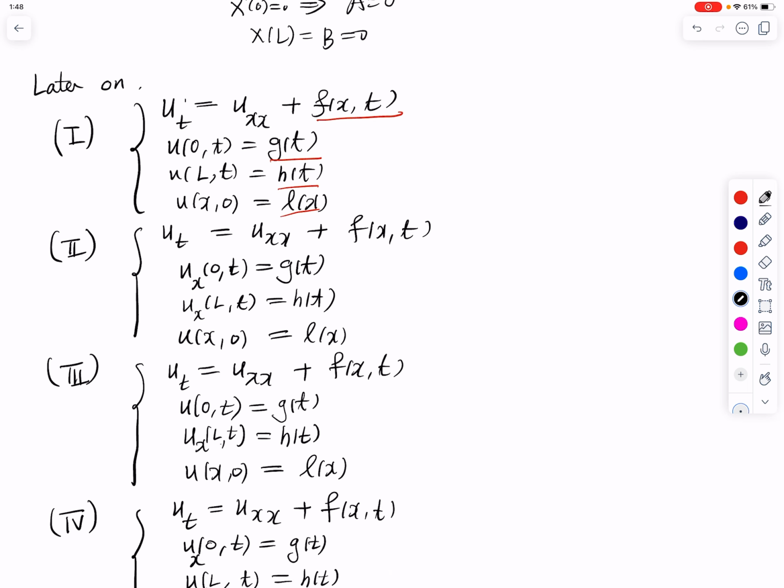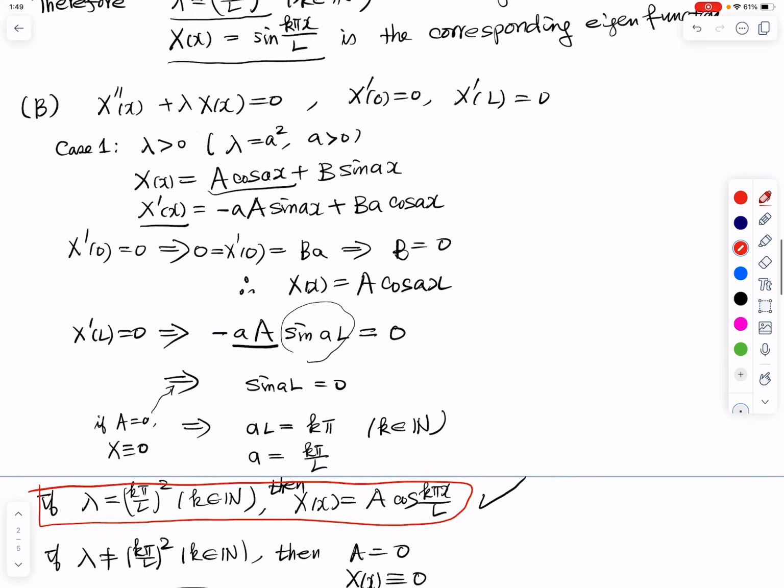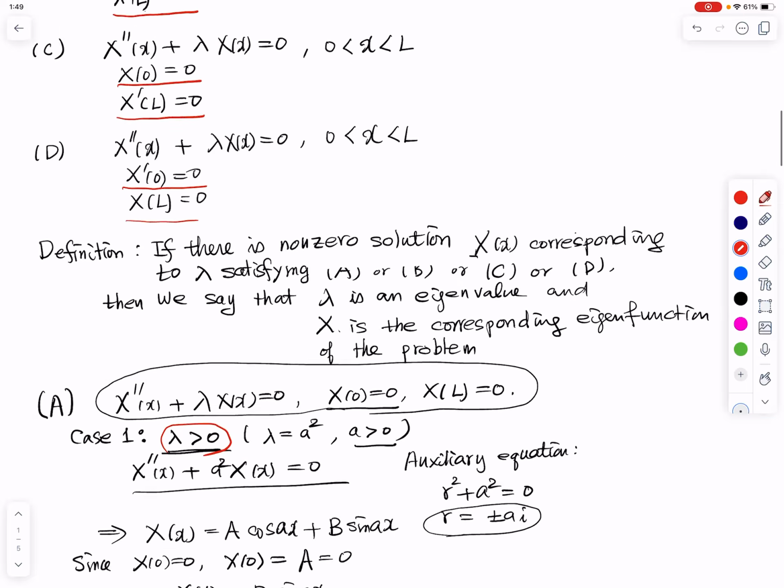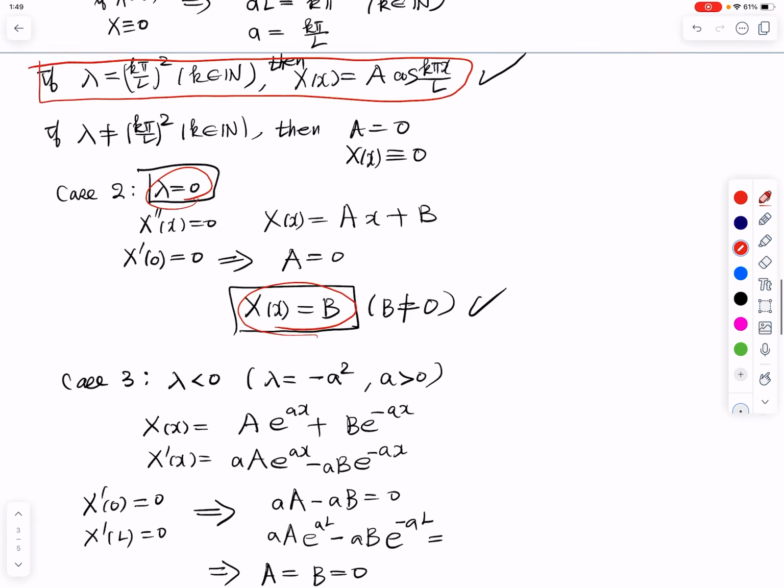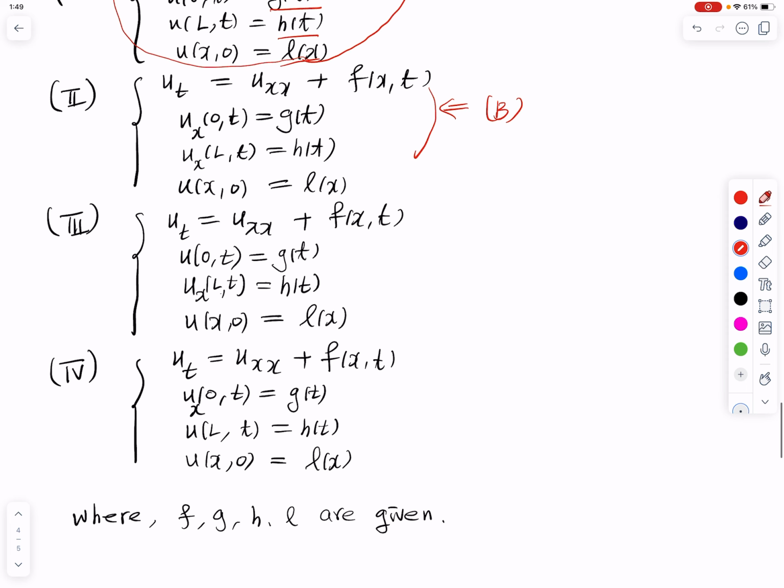So we have 4 different types, right? In order to get the solution of this, we need the B problem. In order to solve 3, let's see, what was the C problem? Problem C, yeah. In order to solve this one, we need the problem C. We need the problem D to solve this one. So that's why I explained the 4 different eigenvalue problems.